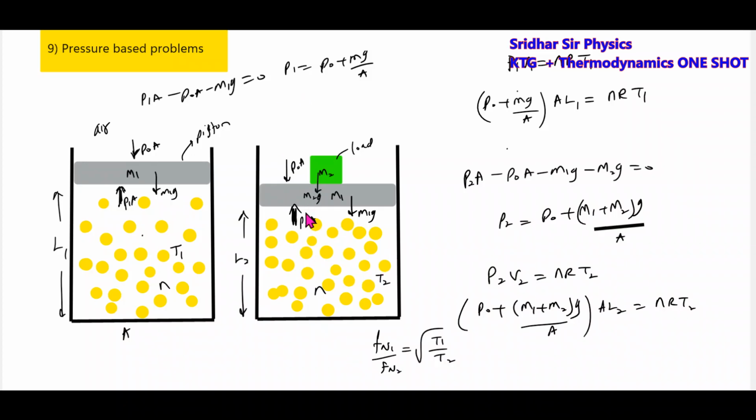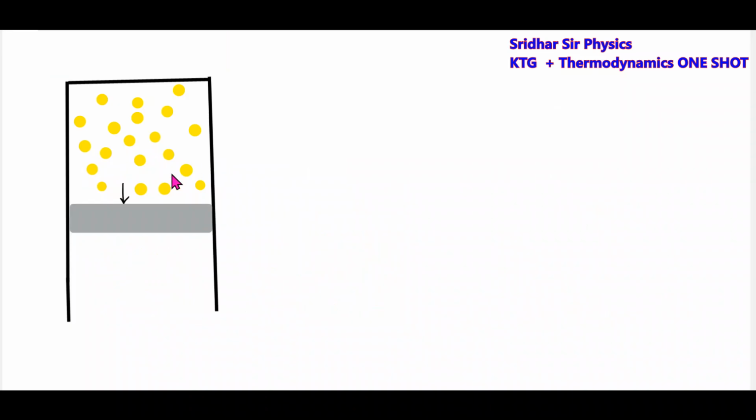The pressure force of gas is something very important. Here we have the condition like this. The weight of the piston will act, mg. Air is present, and air will exert atmospheric pressure P0. The pressure force of gas will be PA.